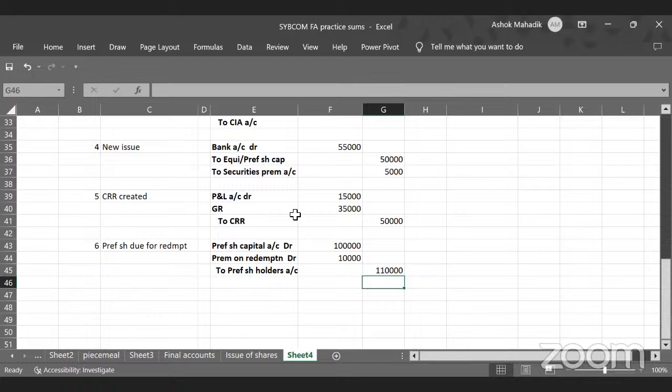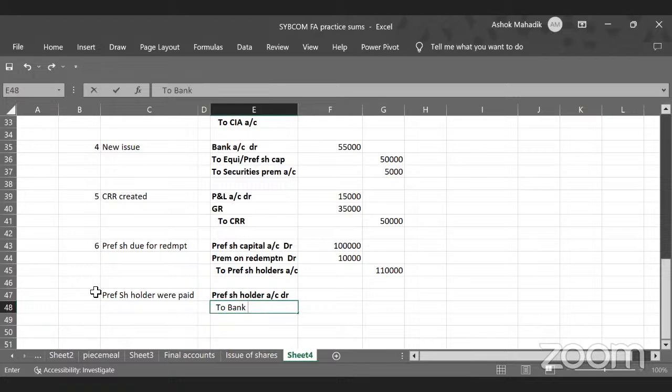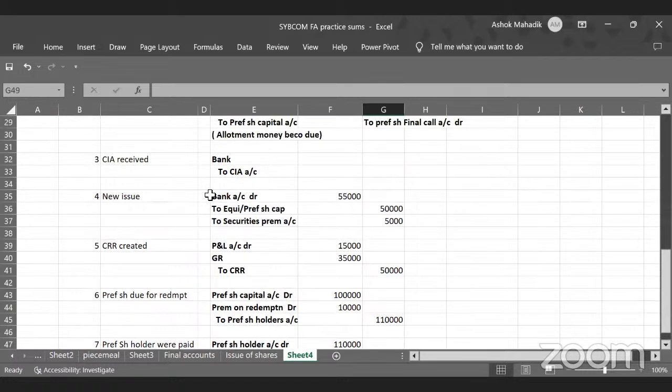So now this amount becomes due to preference shareholders. Now it will be paid, logically, isn't it? Preference shareholders paid. So when we pay amount, debit the receiver. So preference shareholders account debit to bank account. Clear? Whenever money is coming in, we debit bank. Whenever we are paying, credit bank. How much amount will we pay? 1,10,000. Clear? That's it.